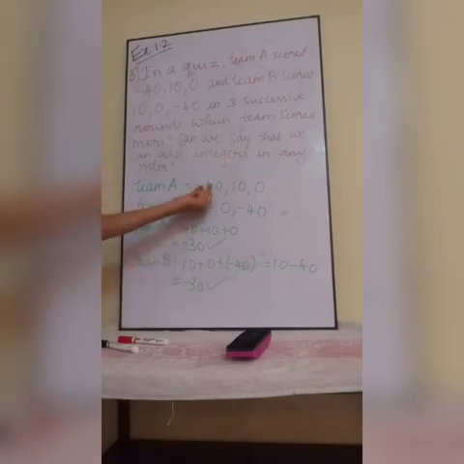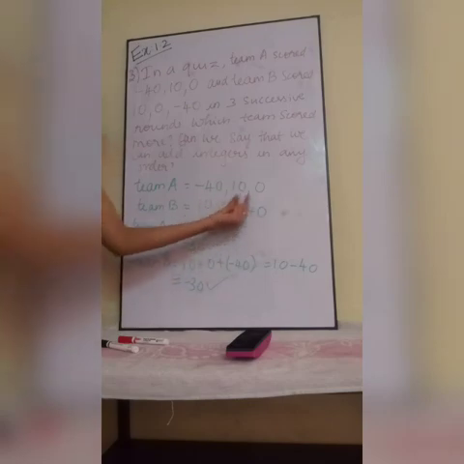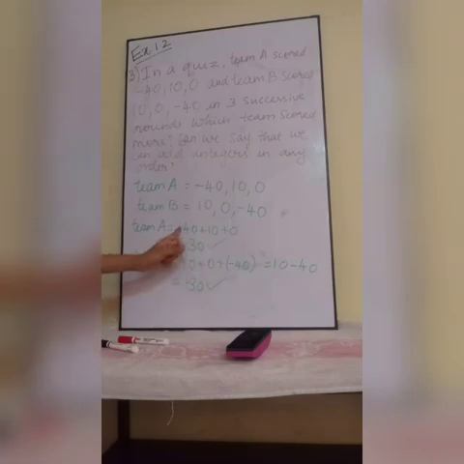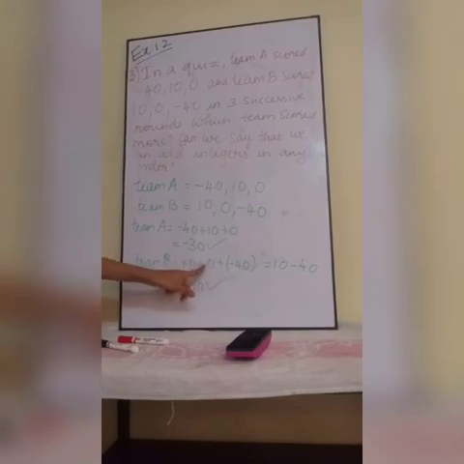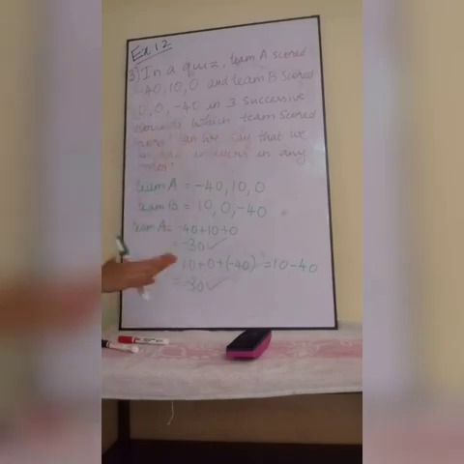See here, 40 is there, here also 40 is there. Here 10 is there, here also 10 is there. 0 is there, 0 is also there. But we are adding them in a different way. First you add 40, then 10, then 0, and you get minus 30. Here you add 10 first, then 0, then 40, and you also get minus 30. So if you add in any order, you will get the same answer.